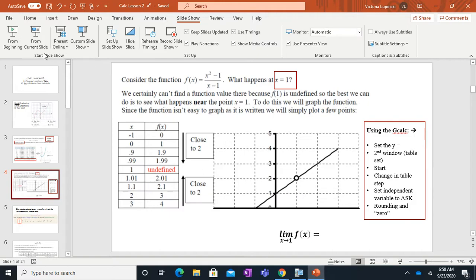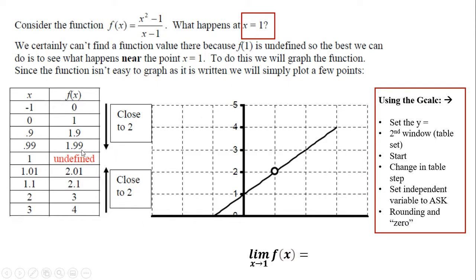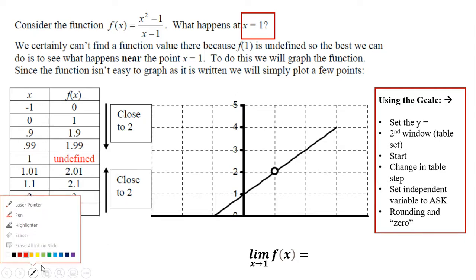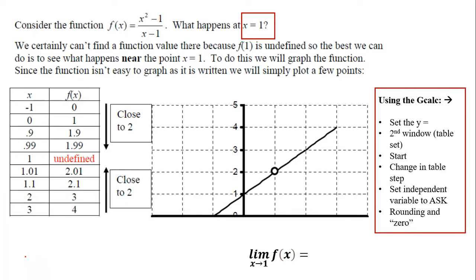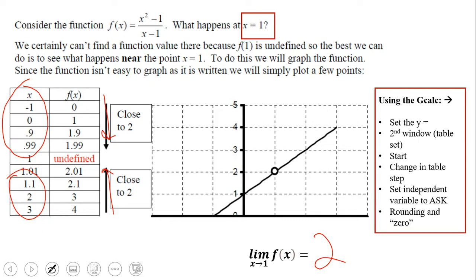So if I go back to my PowerPoint here, again, just to reiterate, even though the table didn't look exactly the same, what I do by setting it to ask is I'm now allowed to type in these values of x from the left-hand approach, these values of x from the right-hand approach, and then I'm going to ultimately see that the y values are getting closer and closer to 2, which means that's going to be my final answer.